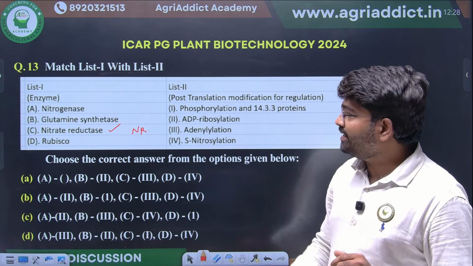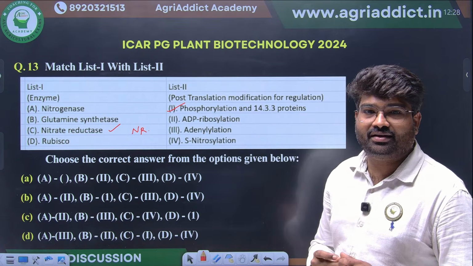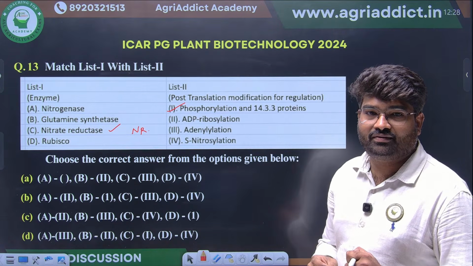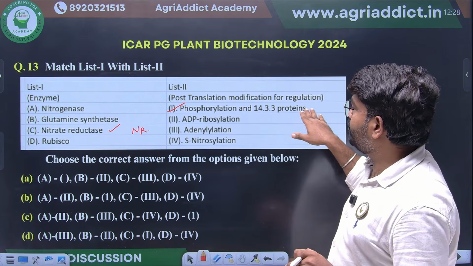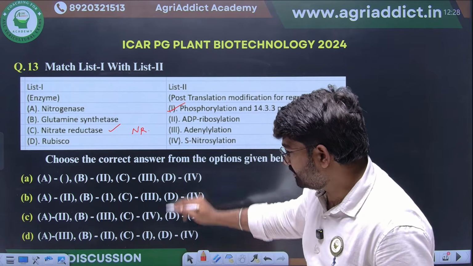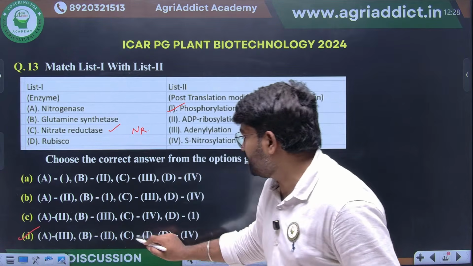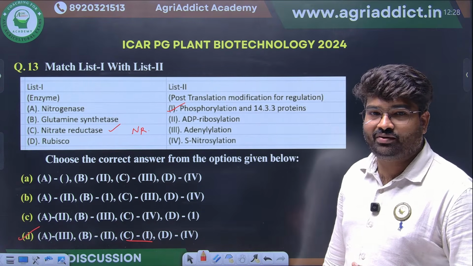This is very clear, it will be regulated by phosphorylation and 14-3-3 protein binding. So for option C, one should be there. Here only one option has option C. This is clear. So only one option has option C.